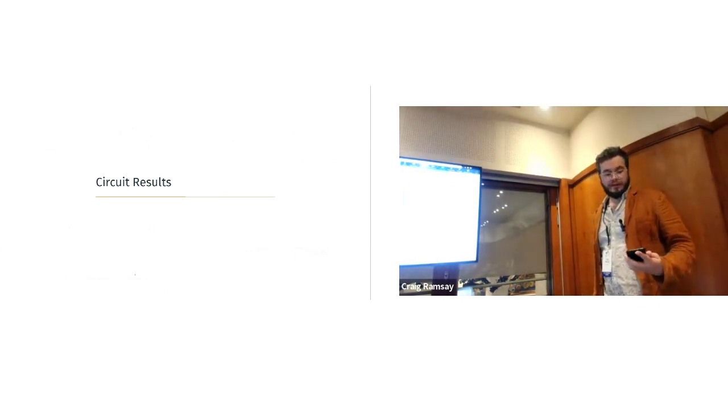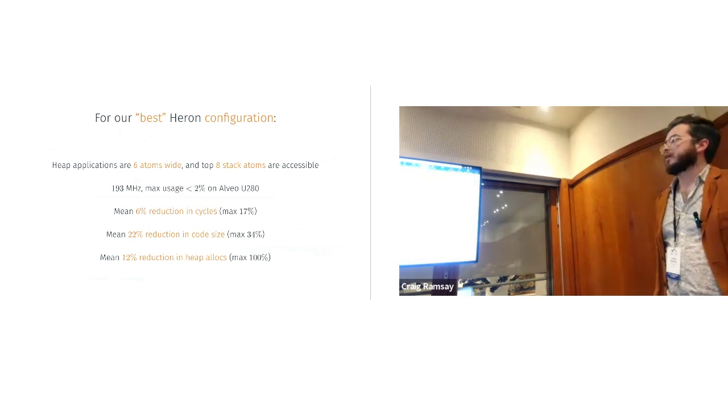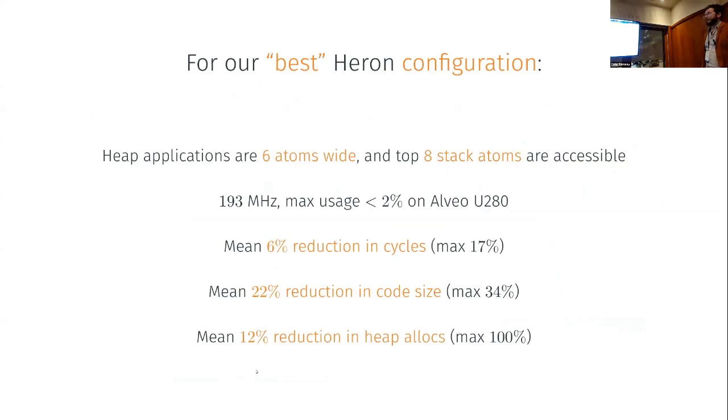So can talk about some numbers. There's a lot more analysis in both the previous presentation and in the paper that's coming out soon. But the summary for our implementation of the circuit anyway is we've implemented it in Clash, and we've made it parameterized by the different dimensions you'd expect of that let expression we're instantiating. So the best configuration we have for our test suite anyway is a heap with applications that are 6 elements wide and stack where we can permute any of the top 8 elements.